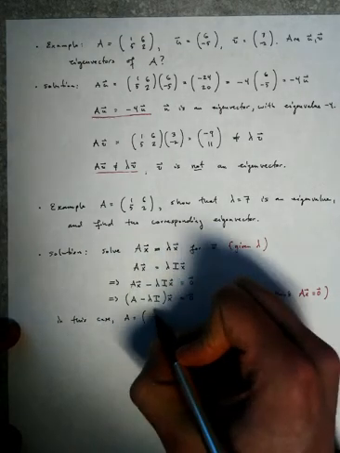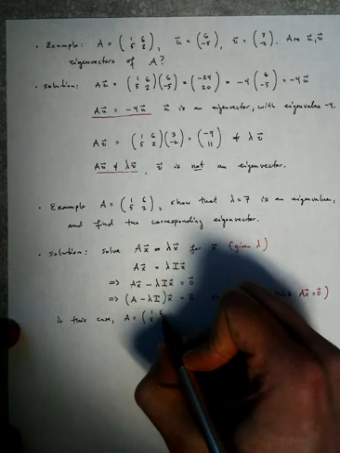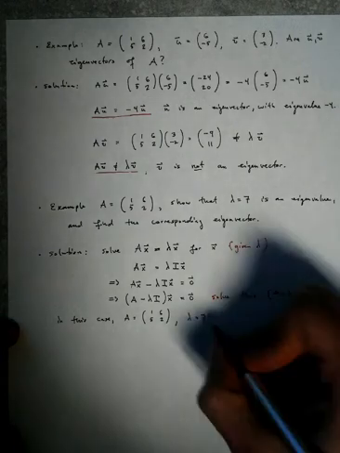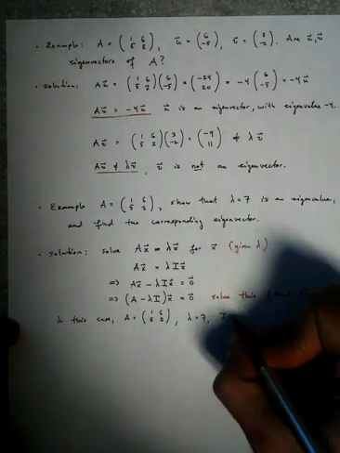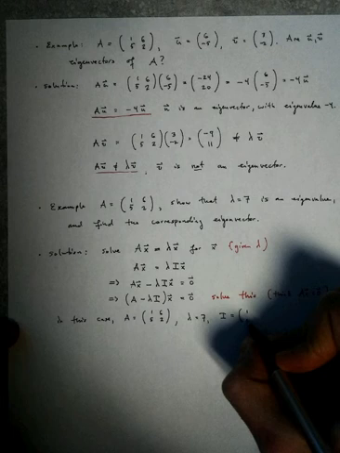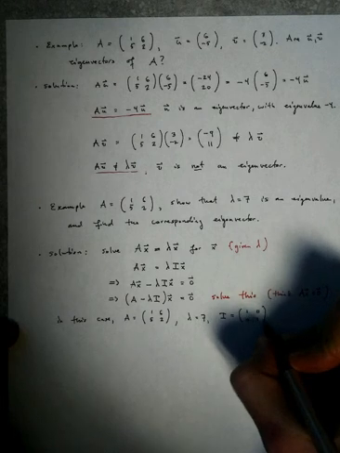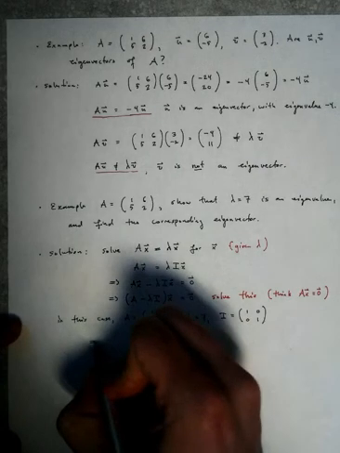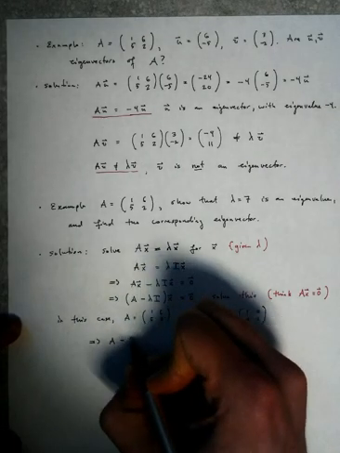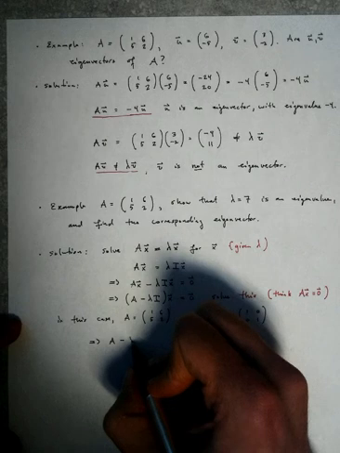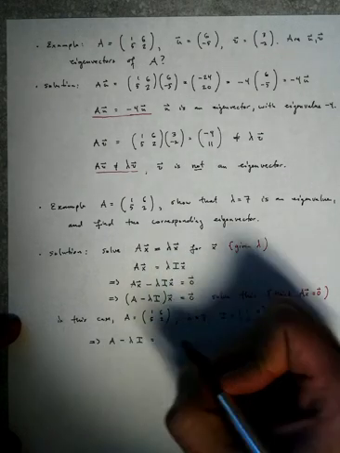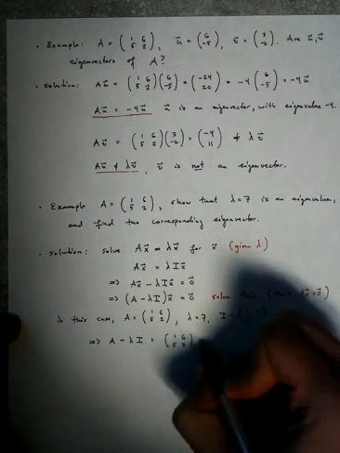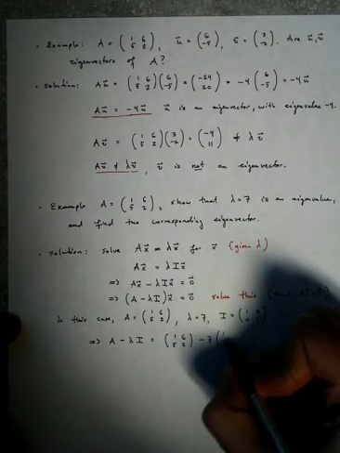So A is [1, 5; 6, 2]. Lambda is 7. And the 2 by 2 identity matrix is [1, 0; 0, 1], right? So A minus lambda times the identity is just this matrix, [1, 5; 6, 2] minus 7 times [1, 0; 0, 1].